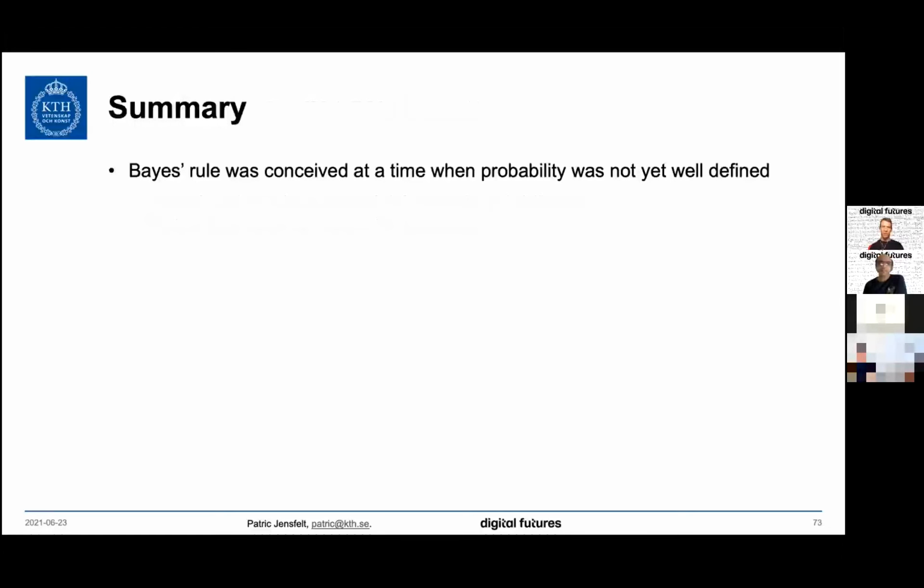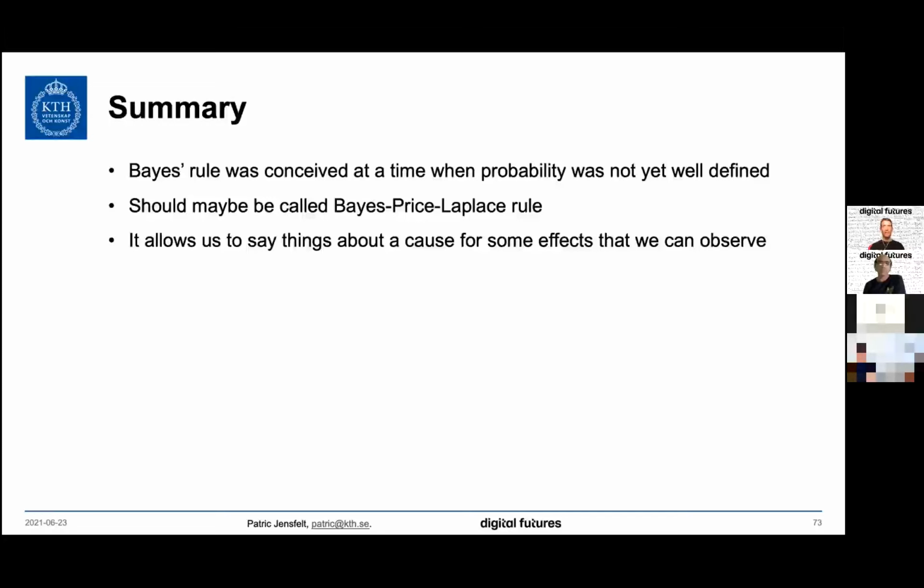You could see that in some of the documents from the time. And maybe it should really be called Bayes, Price, Laplace, because each of these 3 people made significant contributions. Bayes popped the initial idea, Price cleaned up the equations and corrected some things, and Laplace put it into the form that we use today. And it allows us to say something about a cause for some effects that we can observe.